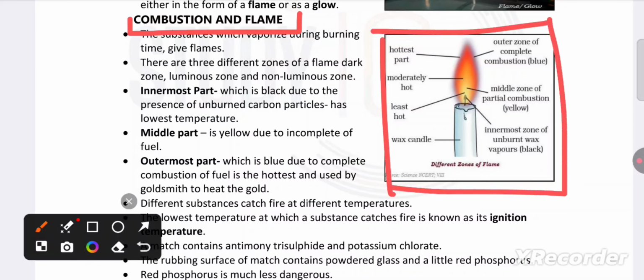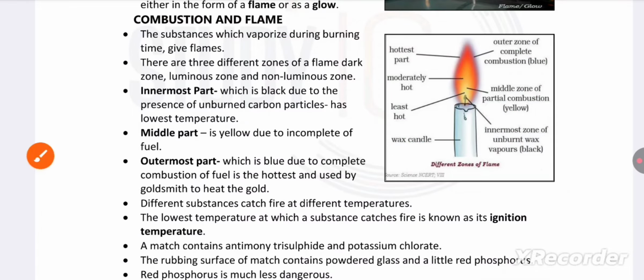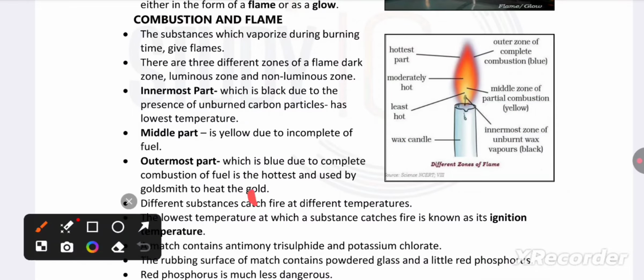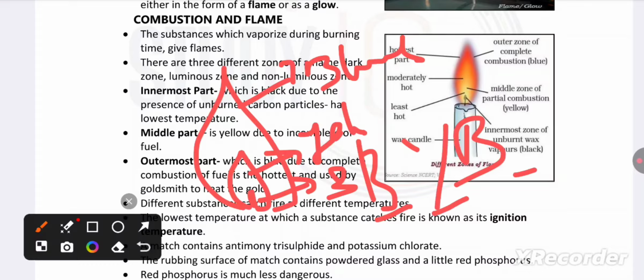In that, the innermost part is the unburned part, that is black in color. Then the middle zone, that is partially burnt, is yellow in color. The outer zone, that is the complete combustion part, is blue in color. Innermost dark part black, middle part yellow, outer part blue. BYB: blue, yellow, black.